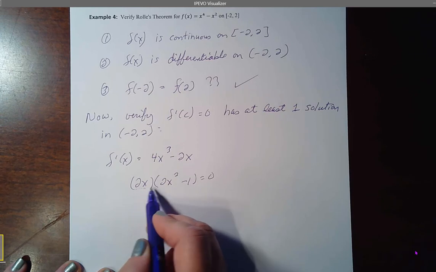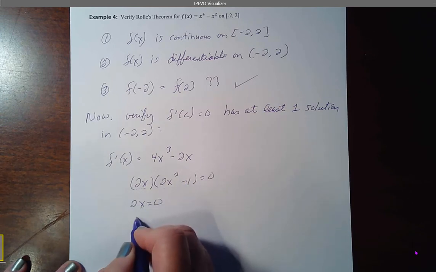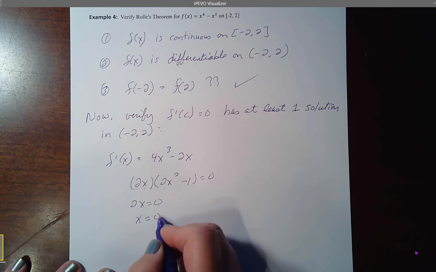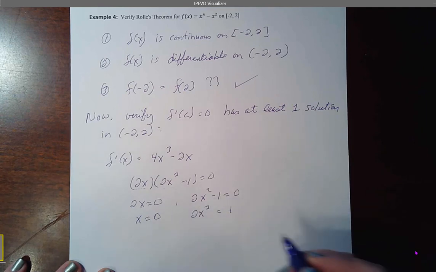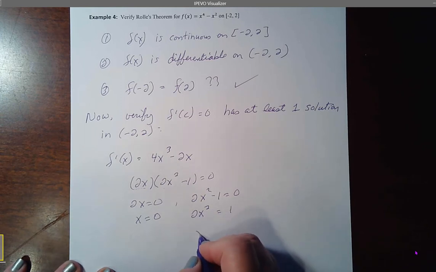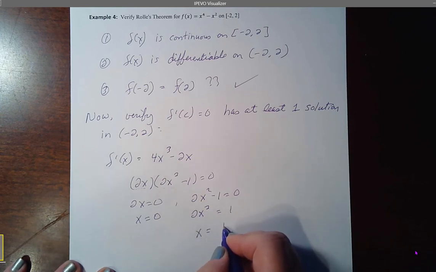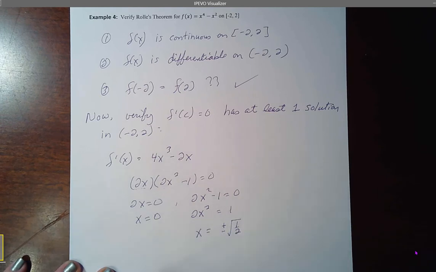I have a variable here, so you have to set each factor equal to 0. So 2x equals 0 implies that x equals 0. And then we have 2x squared minus 1 equals 0. Well, that would give me 2x squared equals 1. So I'm going to divide both sides by 2 and then square root it, which means x would equal plus or minus the square root of 1/2.